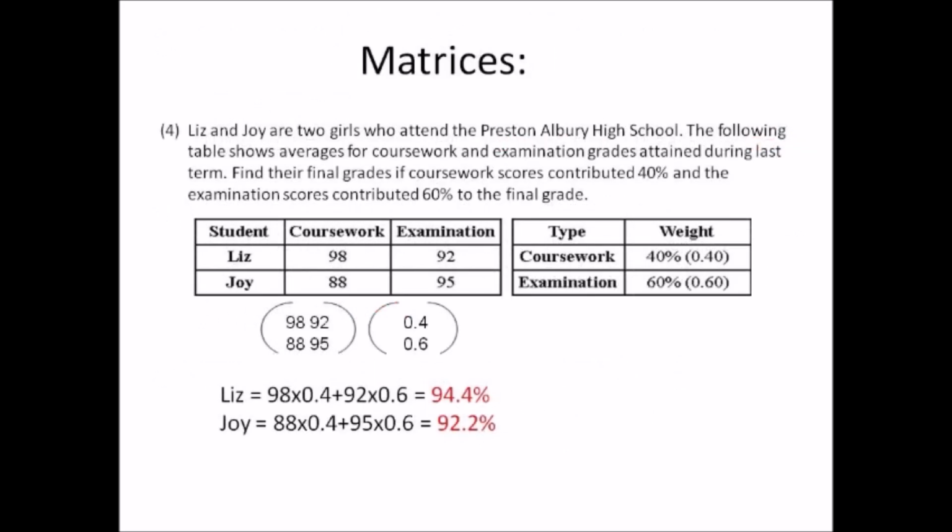Okay, matrices again for Liz and Joy. Liz's score would be 94.4 or 94%. Joy would get 92.2 or 92%. Once you have these answers, 94 and 92, you're straight. That would be correct. So just do the matrices and multiply, and then you'd get it. As simple as that.